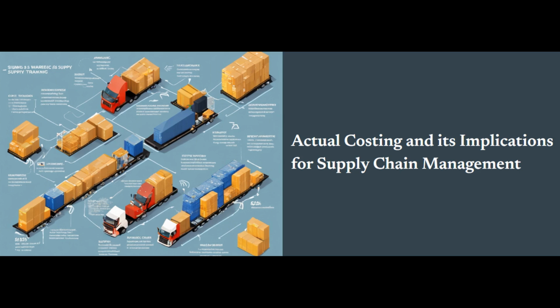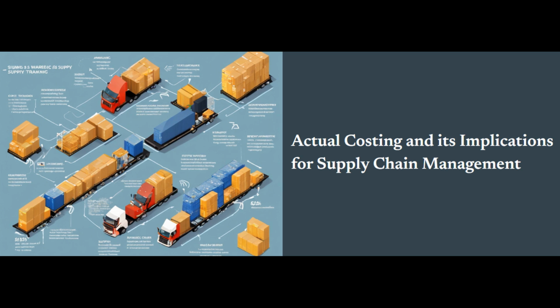Effective supply chain management is a critical component of an organization's overall operational and financial success. As businesses strive to optimize their supply chain processes, minimize costs, and enhance responsiveness, the role of actual costing becomes increasingly crucial. By providing a more accurate and granular understanding of the true costs associated with supply chain activities, actual costing can enable organizations to make informed decisions, improve efficiency, and gain a competitive edge.